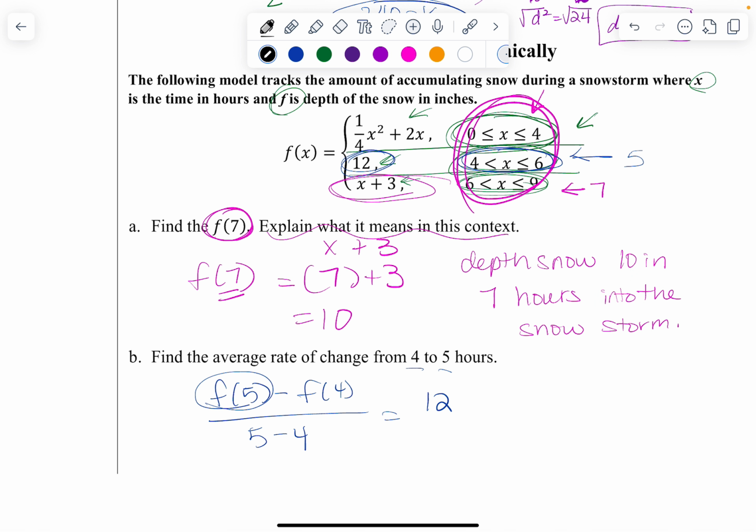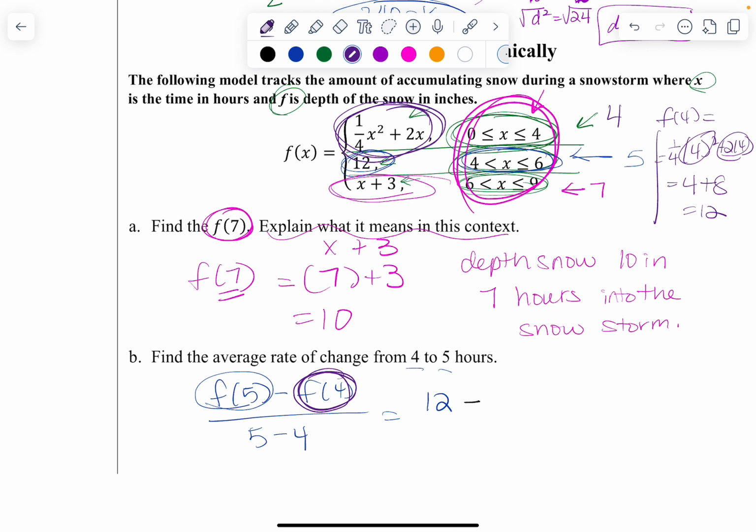And we're going to subtract, well, what is f of 4? Where do we look for f of 4? 4 is going to be in here. We plug it in: f of 4 equals 1/4 times 4 squared plus 2 times 4. 1/4 of 16 is 4, plus 2 times 4 is 8, so this is 12. So we put the 12 here for f of 4. 5 minus 4 is 1. So 12 minus 12 is 0, over 1.